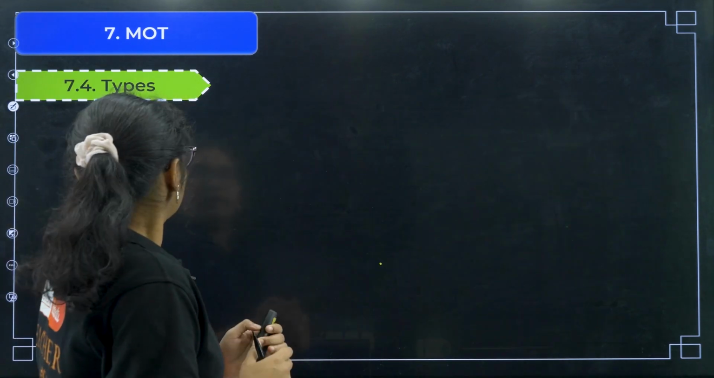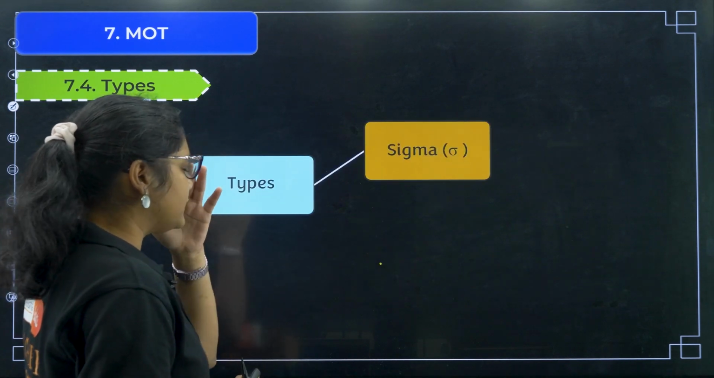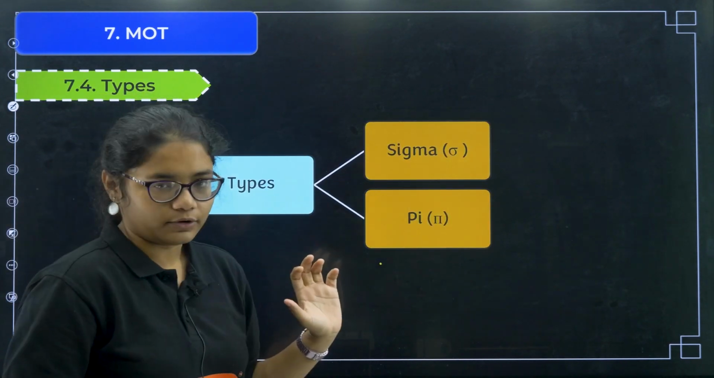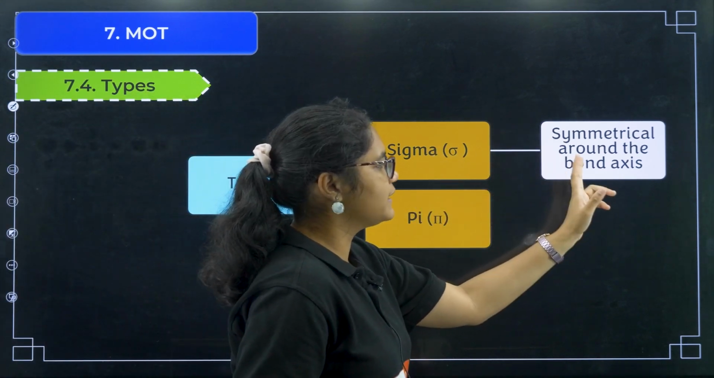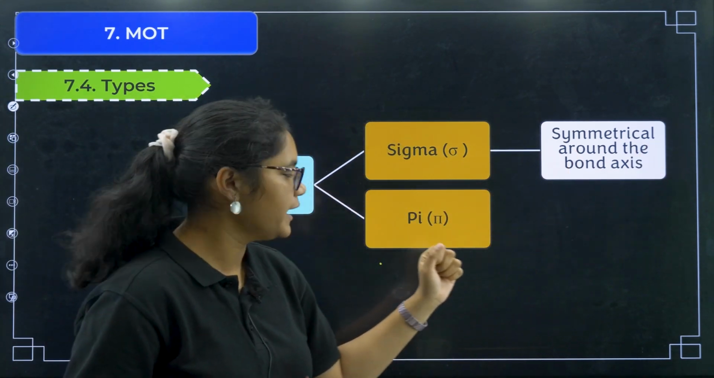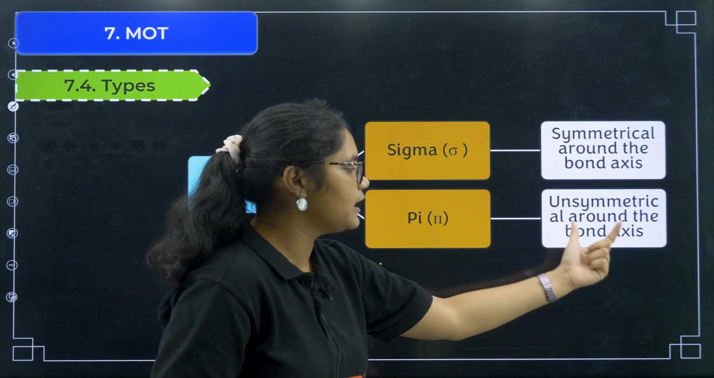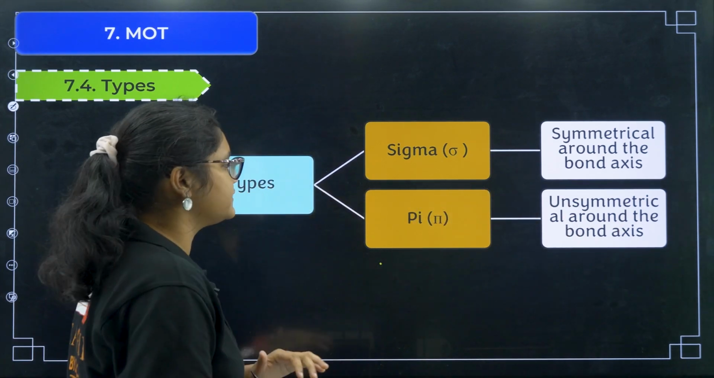Next, coming to types, we have sigma bond and pi bond. A sigma bond is symmetrical around the bond axis, and a pi bond is asymmetrical around the bond axis. Now we will understand this in detail.